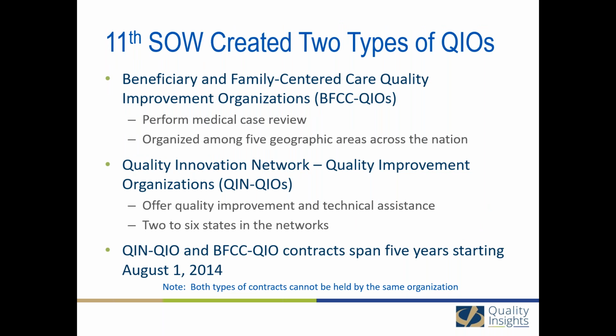When it came to the 11th scope of work, CMS decided that having all those different quality improvement organizations was too much contract work, and they wanted to simplify things. So in the history, we had both the beneficiary and family-centered engagement and the quality improvement organization work. So what CMS did was they separated those out. They had the beneficiary and family-centered quality improvement organizations be their own entity.